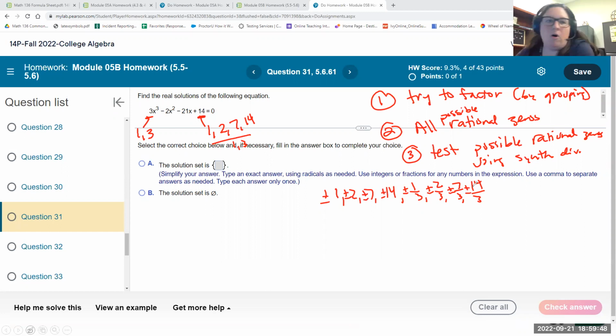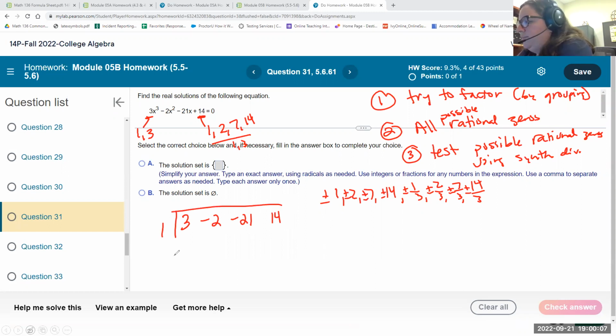Still, that's better than all the possible rational numbers in existence. Narrow it down from infinity to 16. So I'm going to set up my synthetic division. So I have the coefficients 3, -2, -21, and 14. And I pick one of these to start with. So I'm going to start with 1.